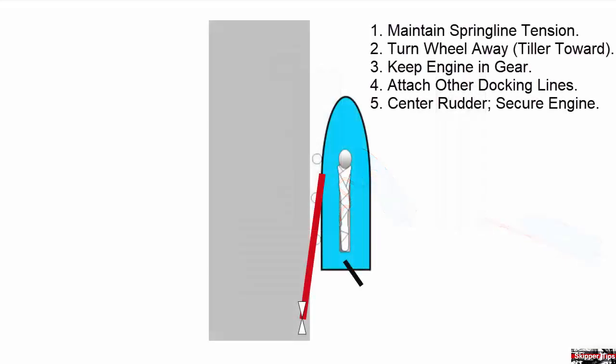Now let's take a look at how to prevent this condition. Maintain tension against a spring line with minimum throttle and idle head propulsion. Keep the wheel turned away from the pier or a tiller held toward the pier until your crew can get other docking lines attached ashore.